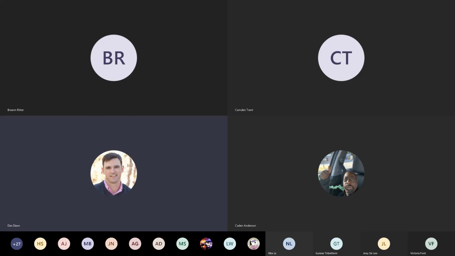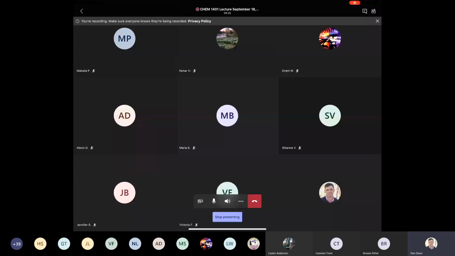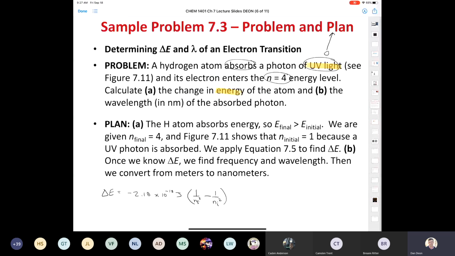problem. It's a reasonable problem. It's a problem you'll be expected to be able to do. And so let's take a quick peek at it. It says here, determining the change in energy and the wavelength of an electron transition.